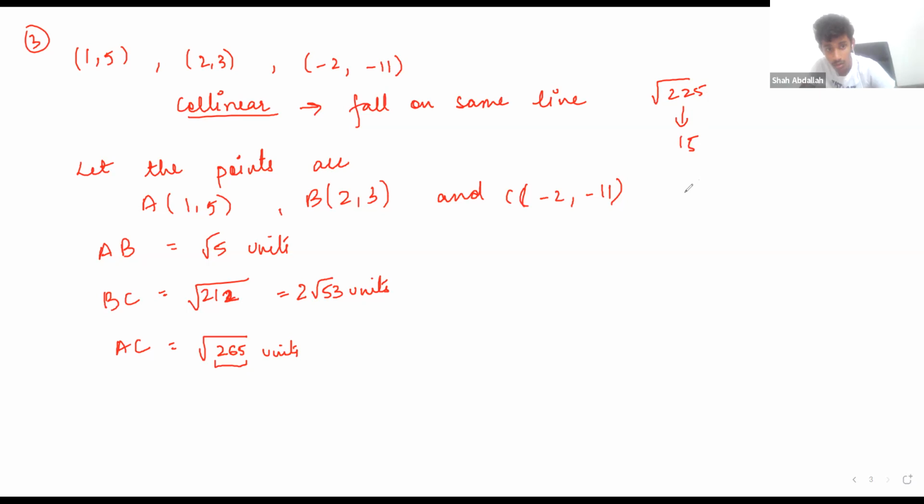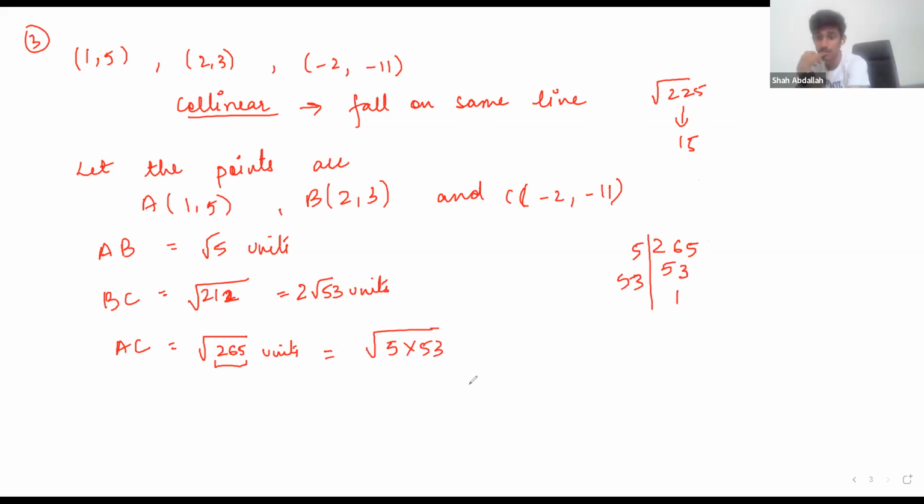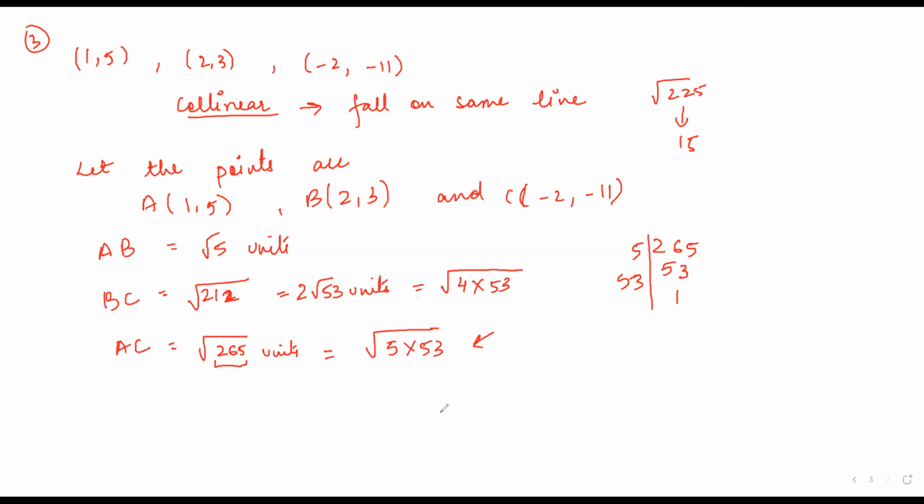Yes. So you can compare it like this. For example, 265, you can see it's a multiple of 5. If you break it, 5 into 5 is 25, and then 15, so 53. Again, 53 is a prime number. So can you write it like 5 into 53, right? Yes, ma'am. And this one, 2 into, if I take 2 inside, it will be 4 into 53, right? Yes. So now you can compare that this is the greatest side here.